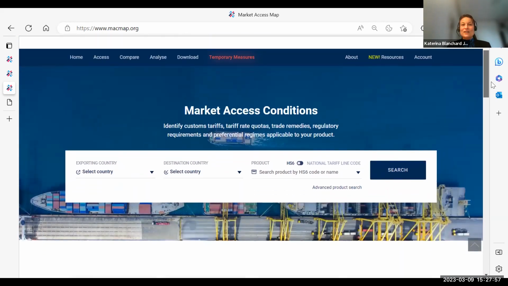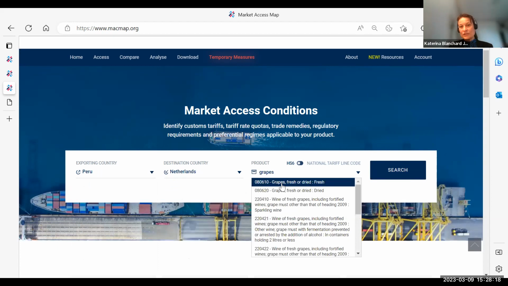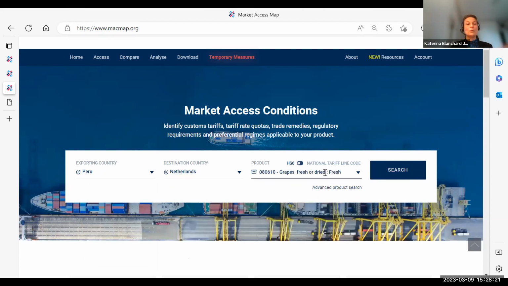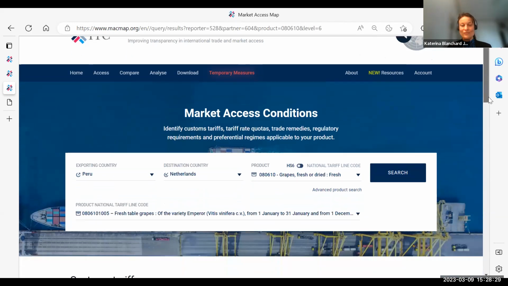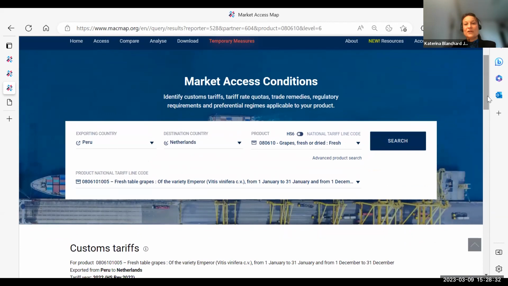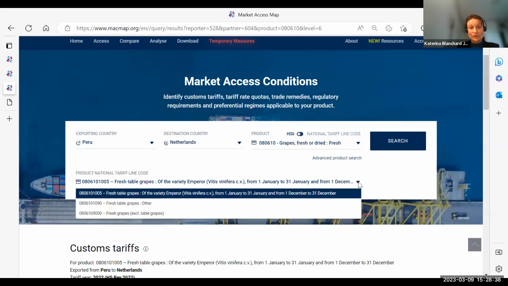The navigation through market access map is very easy. We enter the exporting country, in our case, Peru. The destination country would be Netherlands. And here we either write grapes, and we have the selection, so we know that we are interested in fresh grapes, or we directly enter the HS6 code. We do the search to check the market access conditions. Here we see that for this particular HS6 group, we will have different national tariff lines. So this is the menu of national tariff lines.